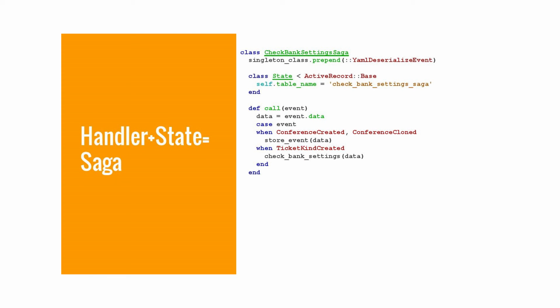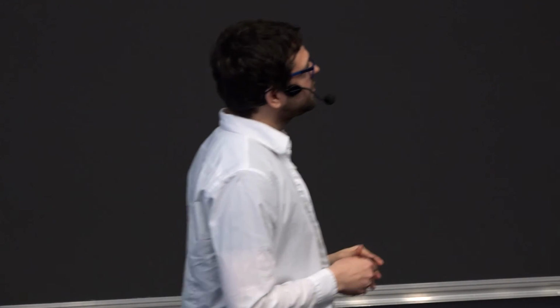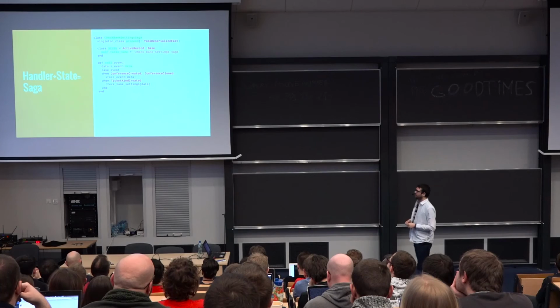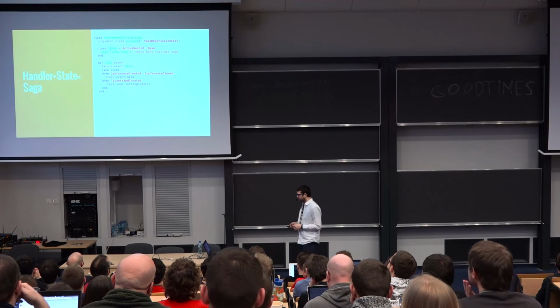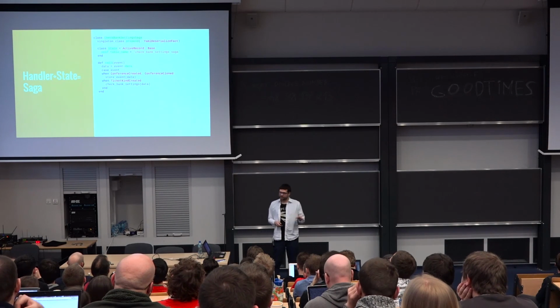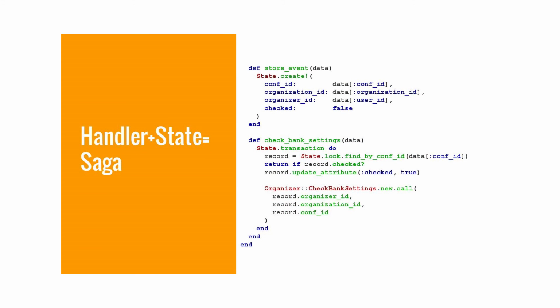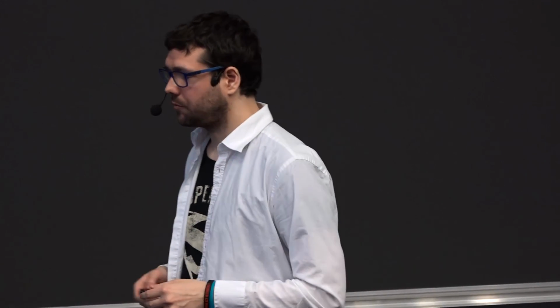And if your handler can handle more than one kind of event, like three kinds of them, but it also needs a state to make some kind of decision, then you've got yourself a Saga. That's how we reach it. So here's an example. We have conference created and conference cloned events that we handle, and ticket kind created, okay? And when the conference is created or cloned based on last month's setup or last year's setup to make the setting up faster, we just store some data in the database, like who created this conference, what is the tenant, what's the ID of this event that was created, and so on.